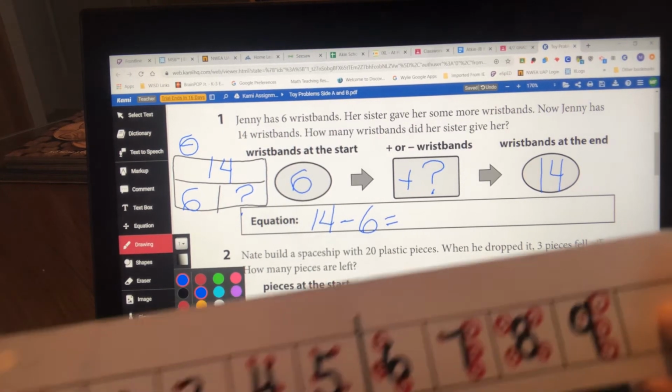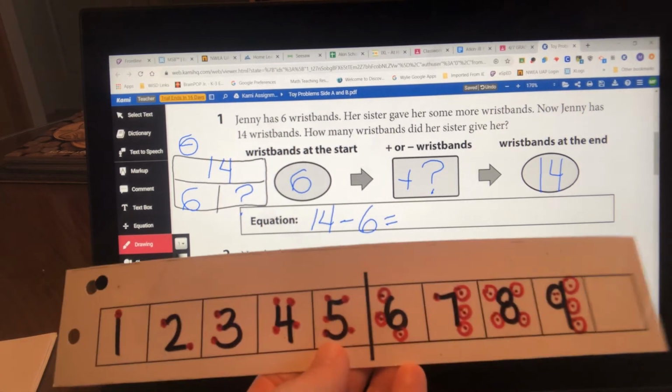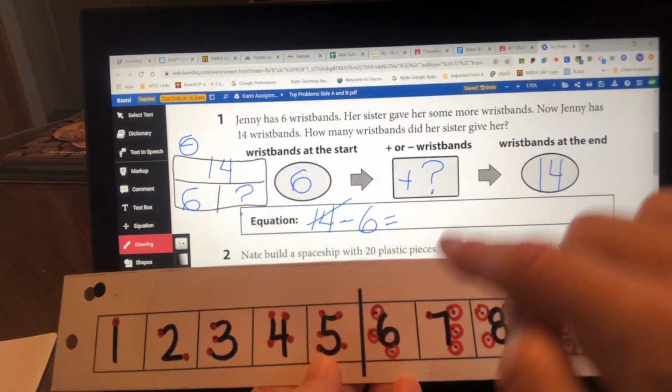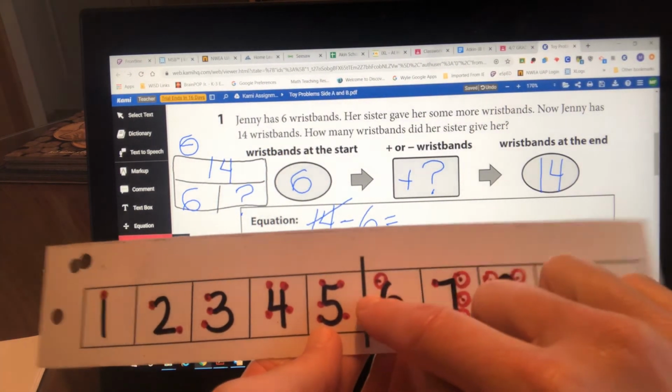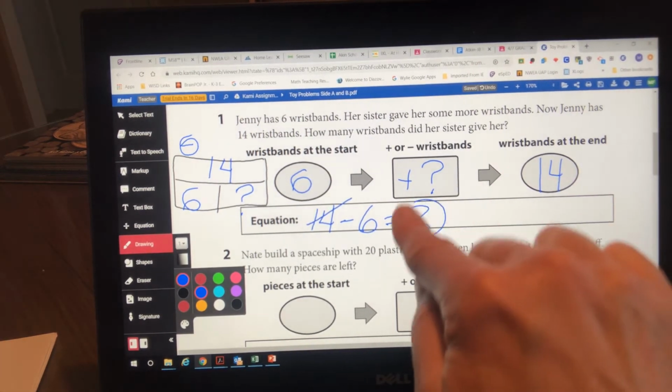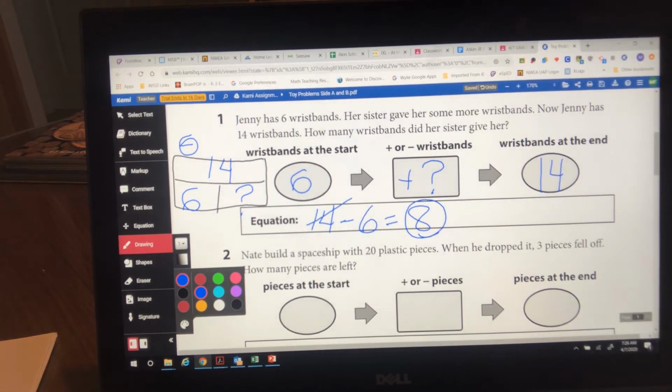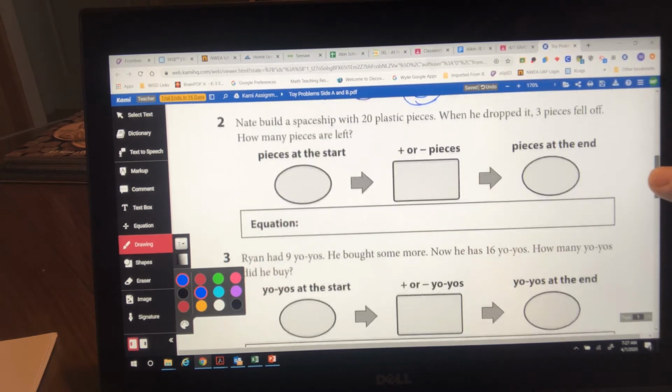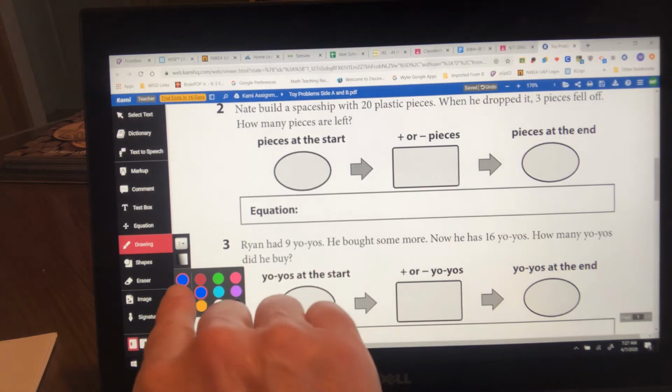So let's use our touch points, and let's count back. So we've got 14, 13, 12, 11, 10, 9, 8. So 8 is the missing number. It's our mystery number. We're not going to put 8 in the change box. We're going to put the mystery number in the change box. So I want to see that today, that mystery number is in the change box, and I want to see the mystery number in the part. Okay? All right, let's move through to number 2.